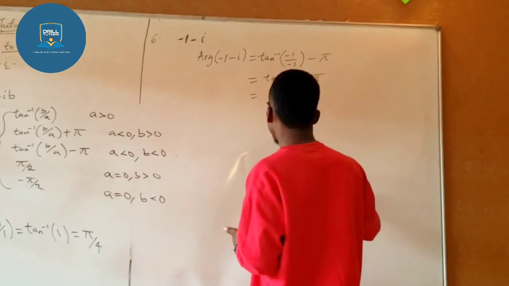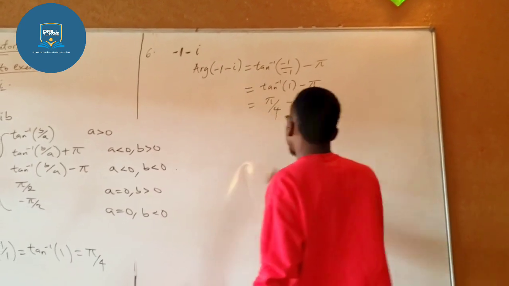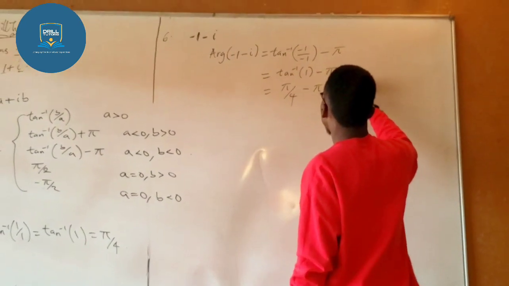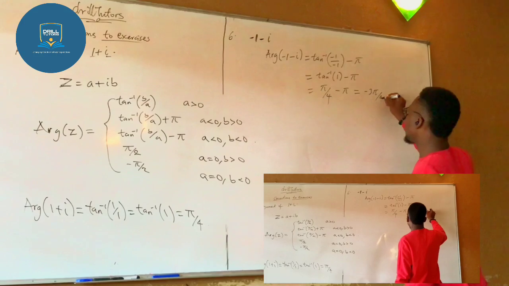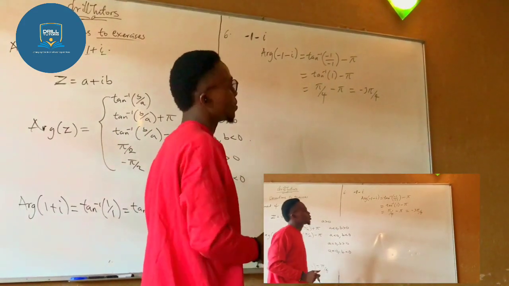Pi over 4 minus pi, and that is what? That is minus 3 pi over 4. That is the answer to question 6.